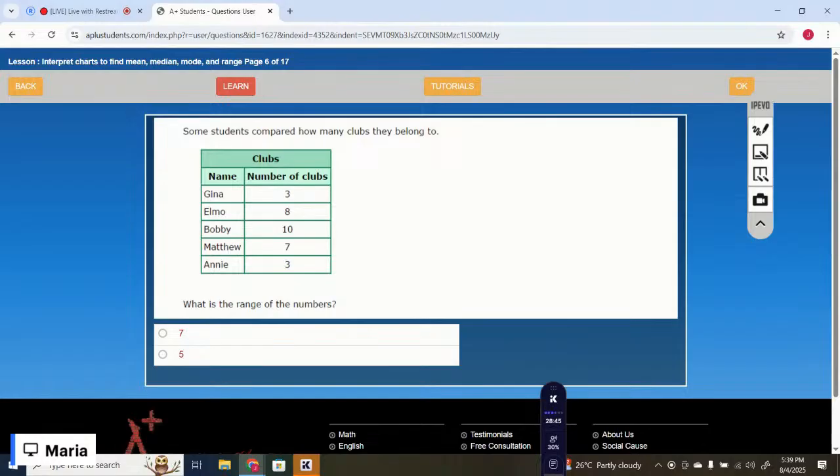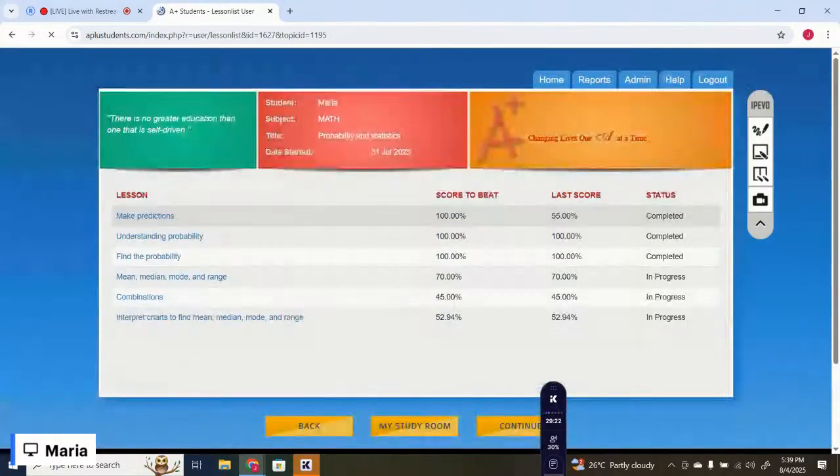Some students compared how many clubs they belong to. What is the range of the numbers? So which is the correct option? That is 7. Option number 1 is the correct option. Okay, you can complete the lesson by yourself later today.